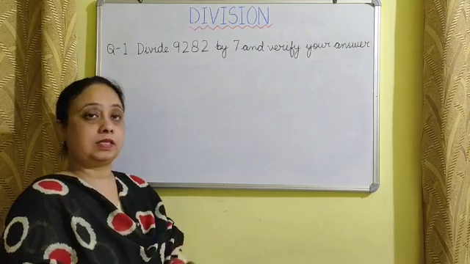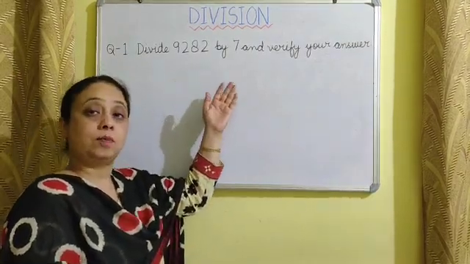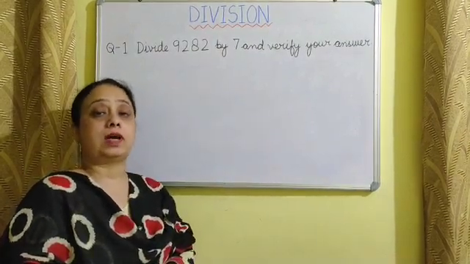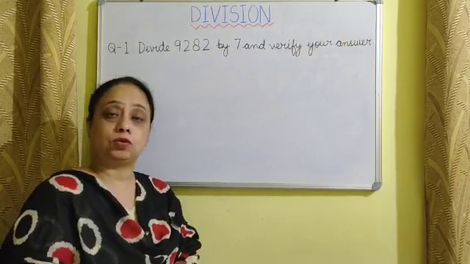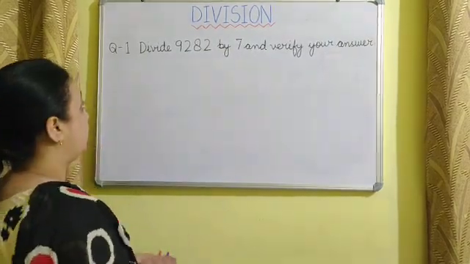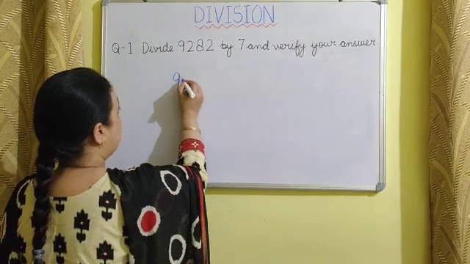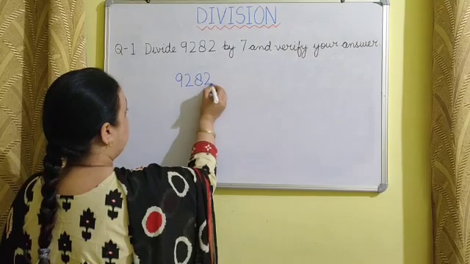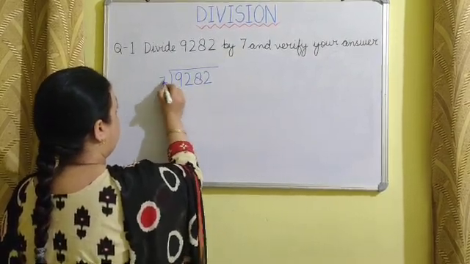Here our question is, divide 9282 by 7 and verify your answer. That means first you have to divide, and after dividing you have to check whether the division which you have done is correct or not. So first we are going to divide 9282, which is the dividend here, by 7, and 7 is the divisor over here.